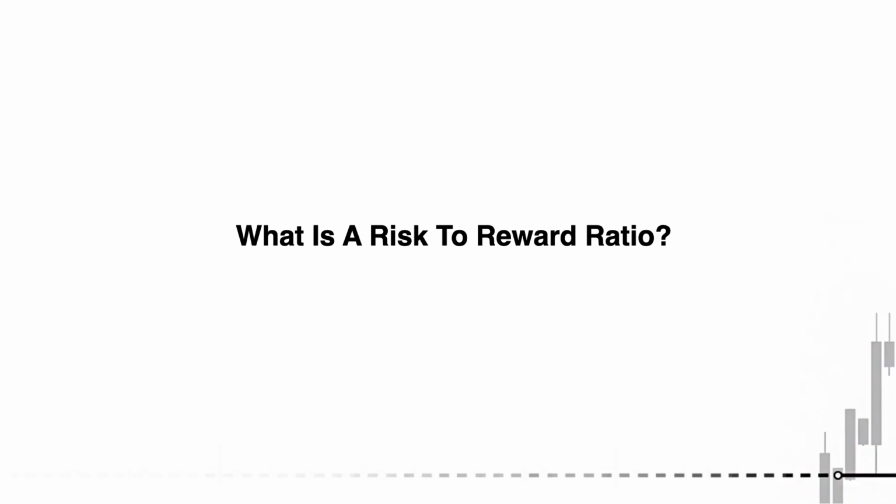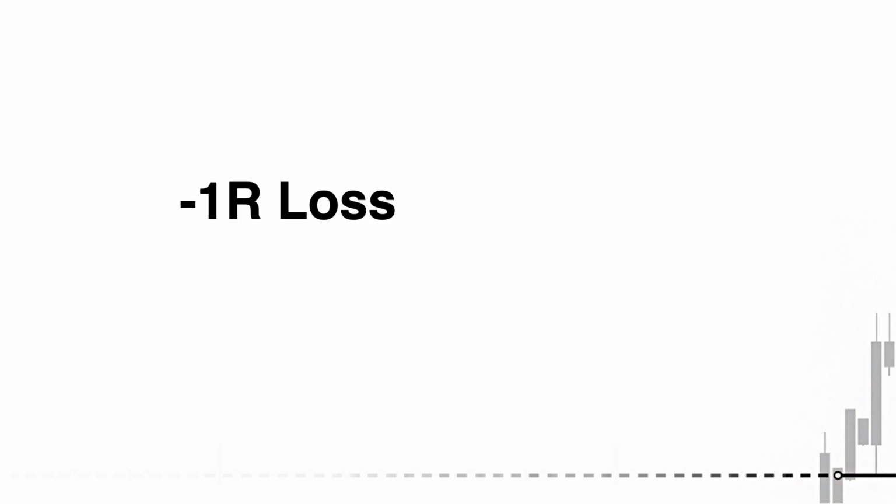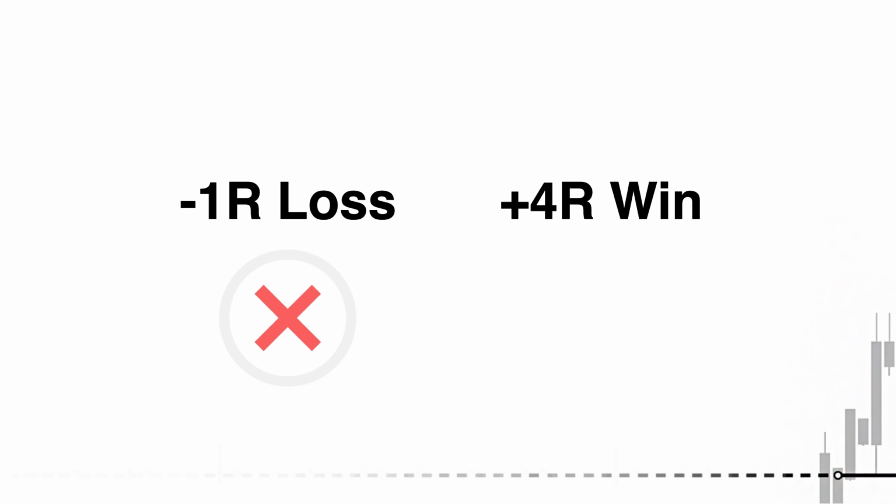Now, what is a risk to reward ratio? It's simply a calculation of how much a trader is willing to risk on a trade, alongside how much a trader aims to profit on that same trade. Okay, so for example, if a trader is planning to take a trade and only wanted to set a stop loss at, let's say, 5 points and set a take profit at, let's say, 20 points, the risk to reward ratio would of course be 1 to 4, or in other words, you're risking 5 to make 20, i.e. you'll take a -1R loss if you're wrong, or take a +4R win, 4 times your risk if you're right.